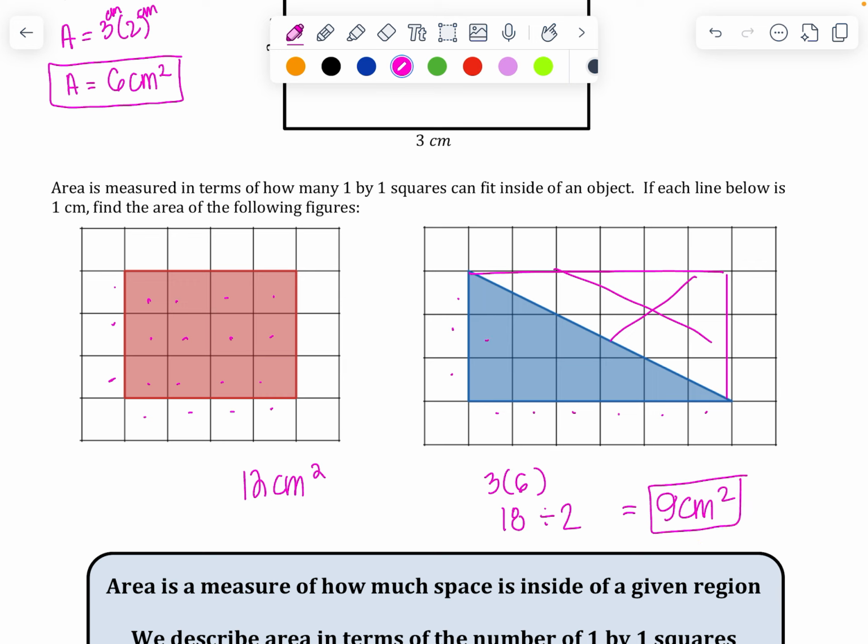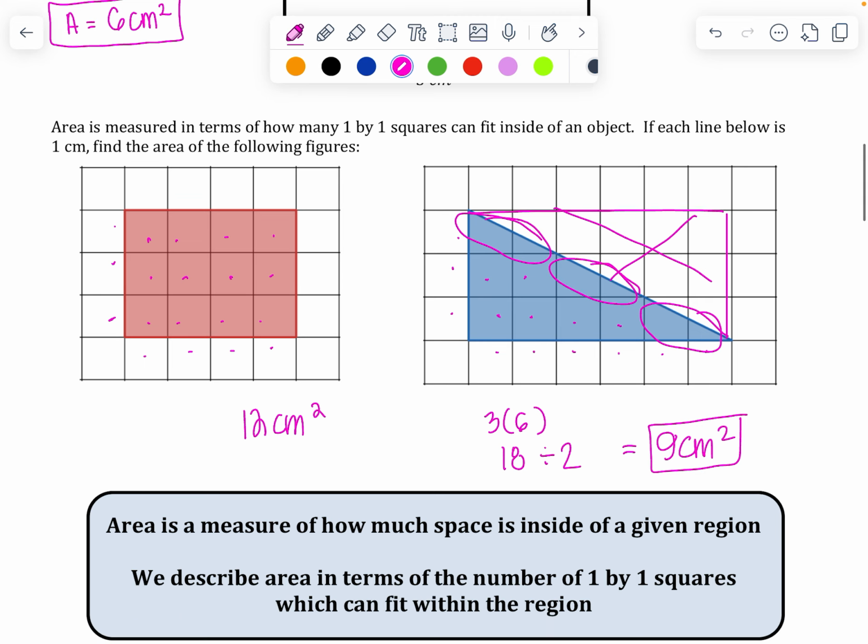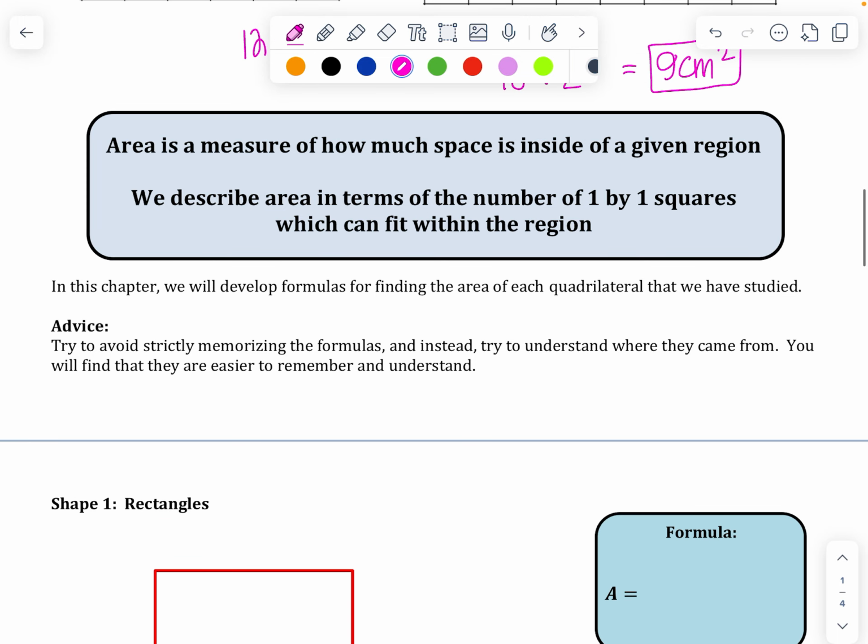So if you look, we have 1, 2, 3, 4, 5, 6, and then this would make 7, this would make 8, and this would make 9. But I didn't know that before I started, or did I? So area is the measure of how much space is inside a given region. We describe area in terms of the number of 1 by 1 squares which can fit within the region.